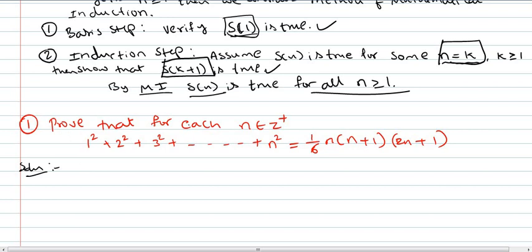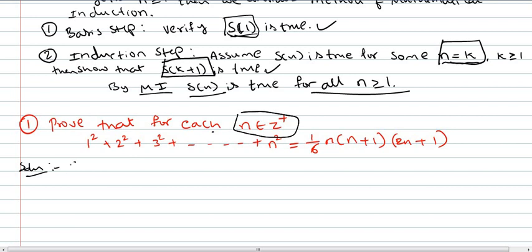Here the question is, prove that for each n belonging to Z plus, 1 square, 2 square, 3 square, and so on up to n square. The sum of the first n such numbers is given by 1 by 6 into n plus 1 into 2n plus 1. This is the given equation that we need to validate for all n belonging to Z plus. We need to prove that LHS is equal to RHS by using mathematical induction, and that it is true for all positive integers.